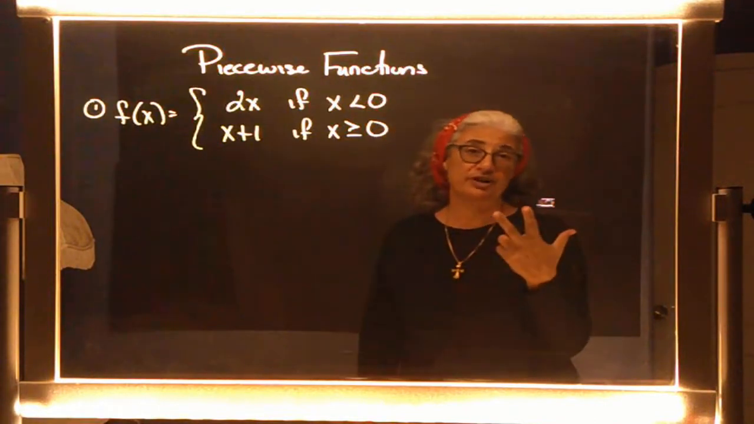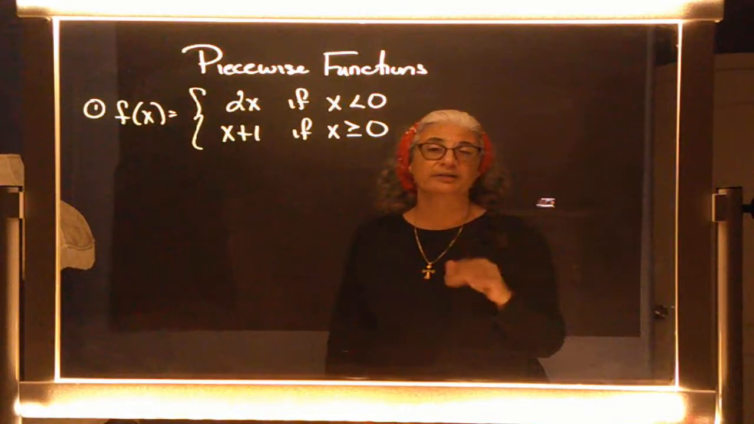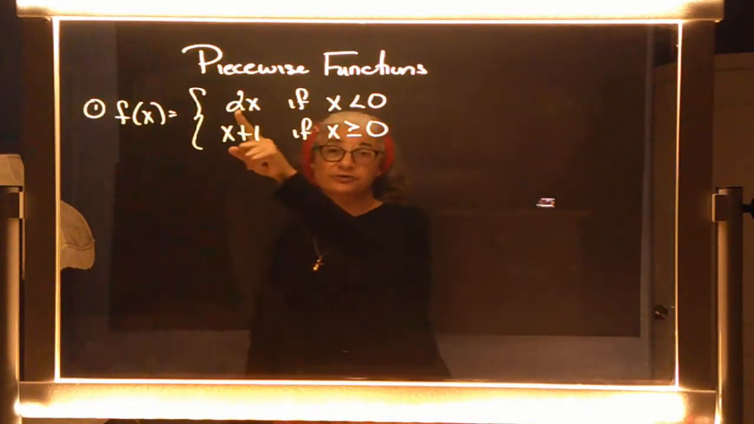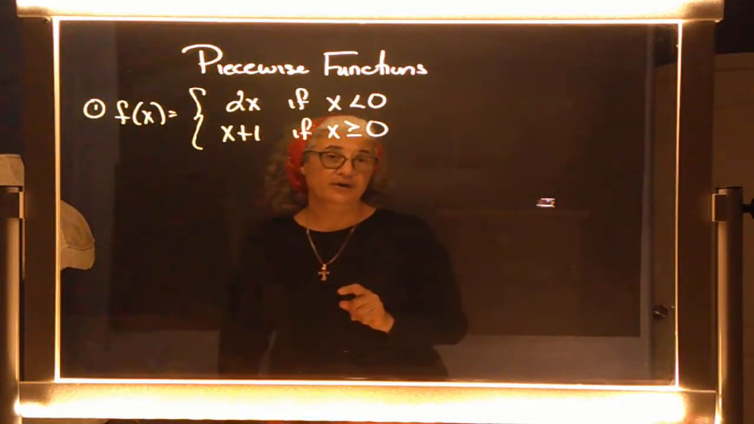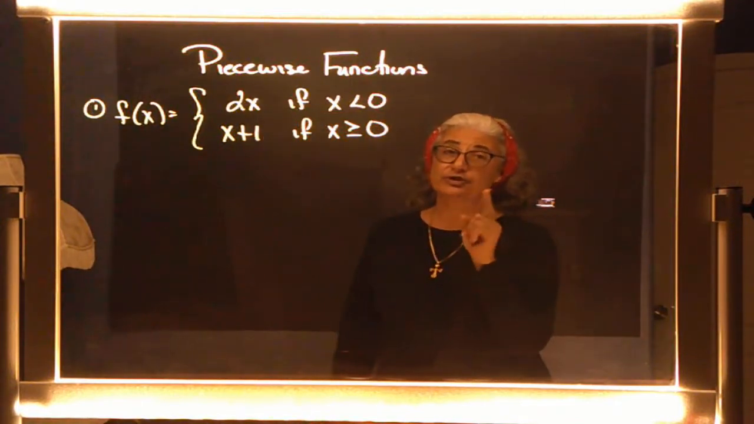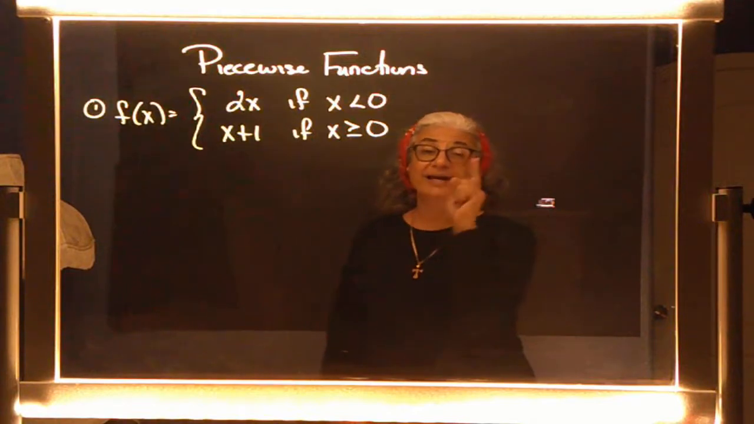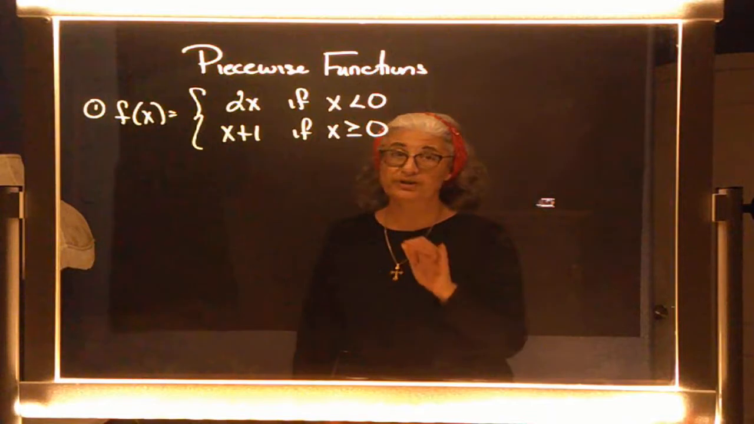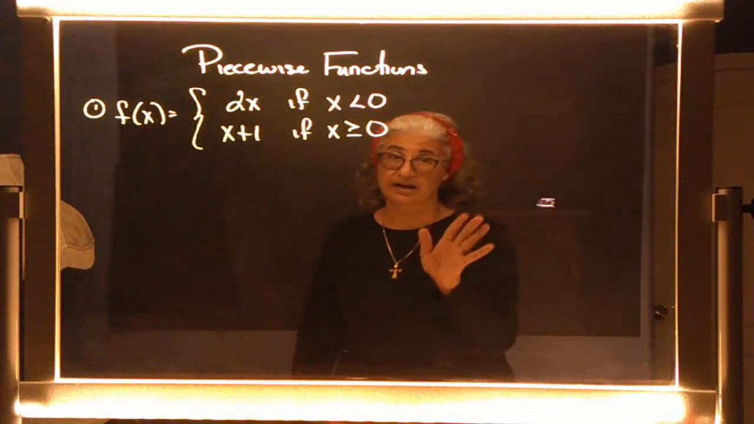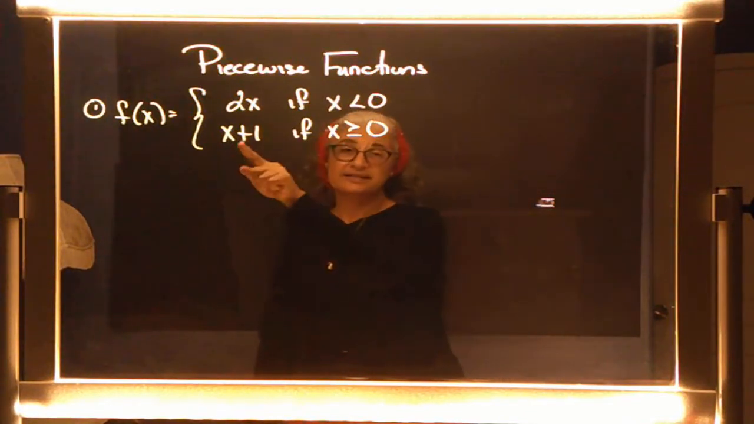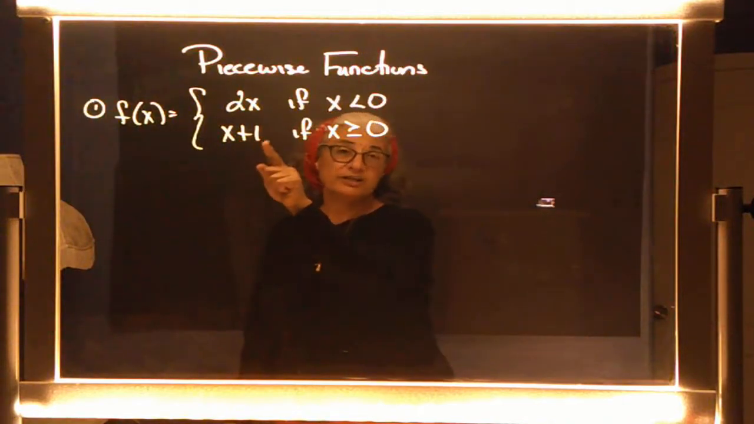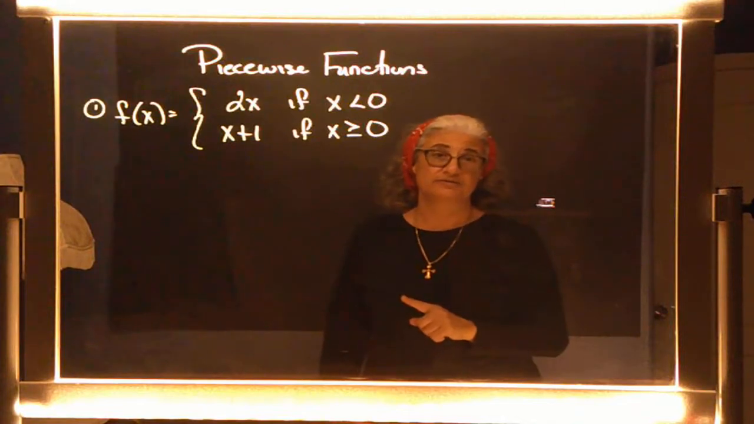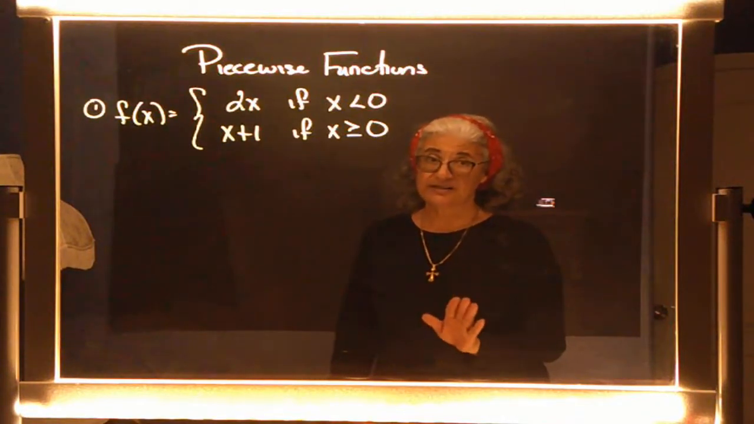We could have it broken up into three pieces or more, all right? But for this example, it's broken up into two pieces. Now, the first piece is 2x. I'm only allowed to use that first piece, that 2x, if my x's are less than 0. It's the only time I can use the 2x piece. Got it? Okay. The next piece, x plus 1, I'm only allowed to use if the x's are greater than or equal to 0. With me? Does this make sense?